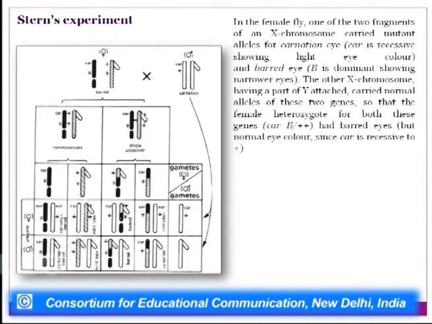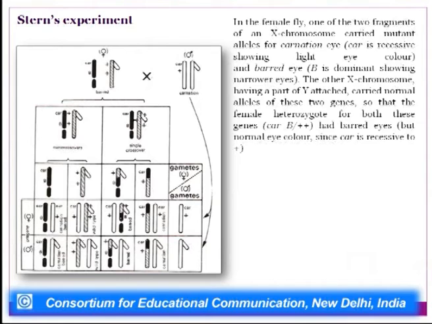So basically, the chromosome was modified so that it has the cytological marker, as in the case of the Creighton and McClintock experiment. So it contained a translocated part and a knob part, and the translocated part resulted in the repulsive phase of linkage. Similarly, here he chose two markers, the carnation eye marker and the bar eye marker. Carnation eye was recessive, giving the light eye color, and bar eye was dominant, showing narrower eyes.